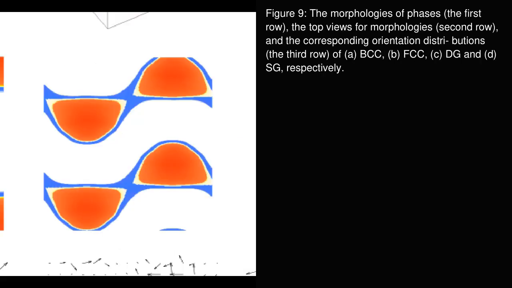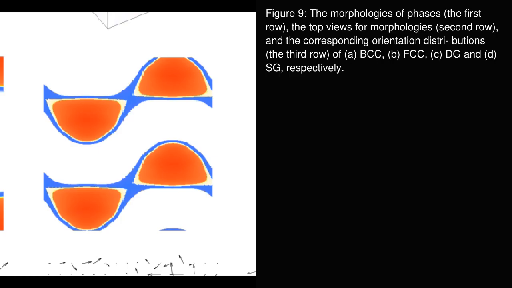Figure 9 extends the SCFT computations to 6 dimensions, enabling the study of 3-dimensional cubic structures composed of rigid polymers. The figure presents 4 distinct morphologies: body-centered cubic or BCC, face-centered cubic or FCC, double gyroid or DG, and single gyroid or SG phases. Each phase is illustrated with 3 rows. The first shows the 3D spatial morphology, the second gives a top-view projection of the density distribution, and the third displays the corresponding orientation distributions of the polymer chains.